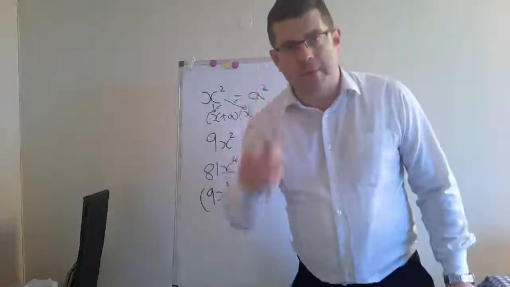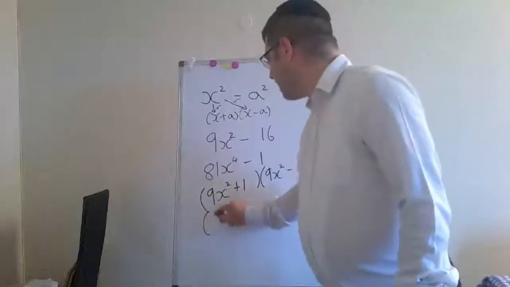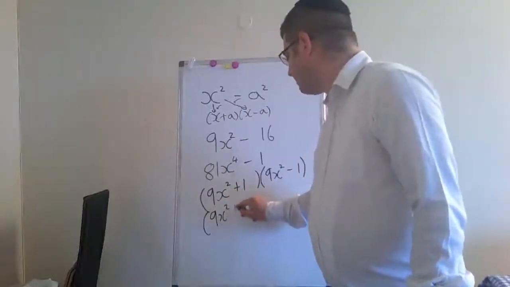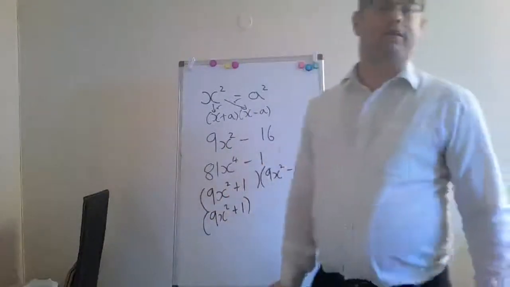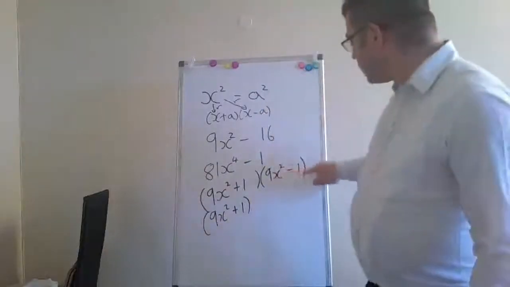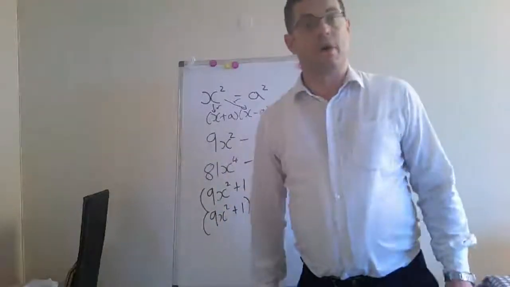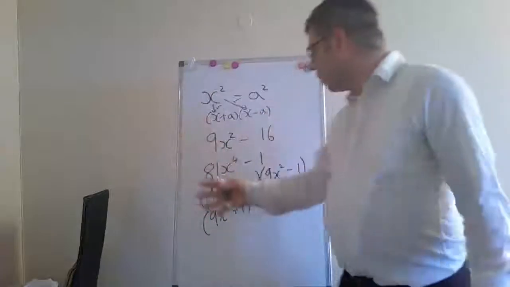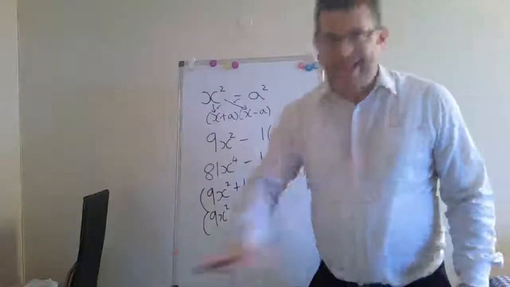We have to keep on going. So 9x squared plus 1, that will be part of our answer. That's not going to change. But 9x squared minus 1, we could actually factorise that further. You have to keep on going until your brackets are completely factorised.